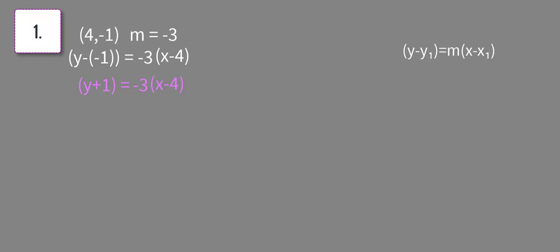We're also asked to write this in slope intercept form. So we just solve for y. First we'll distribute the 3, or the -3 rather. So y plus 1 equals -3x plus 12. Subtract 1 from both sides, we get y equals -3x plus 11.